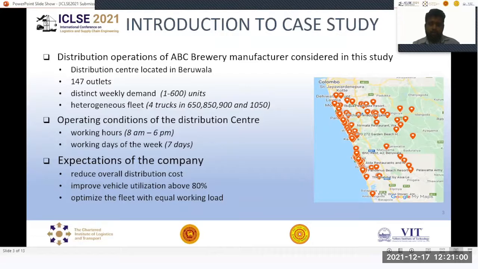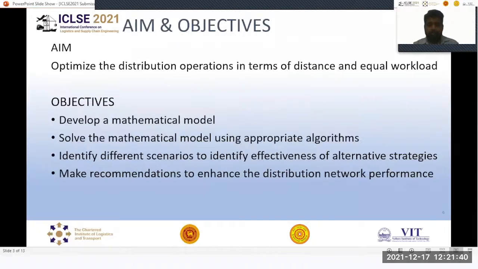The distribution operation of an ABC brewery manufacturer is considered in this study. The distribution center is located in Beruwala. They have 147 outlets and the demand is 1 to 600 units. The heterogeneous fleet has five trucks, with capacities of 650, 810, 850, 900, and 1050. They work 8 a.m. to 6 p.m. for 7 days, and the company expects us to reduce the overall distribution cost, improve the vehicle utilization above 80%, and optimize the fleet with equal workload.